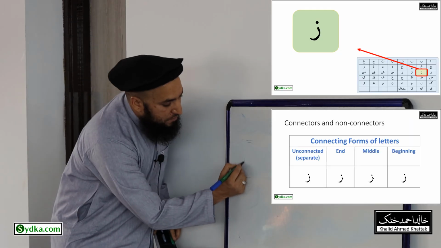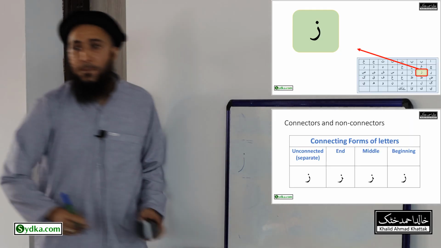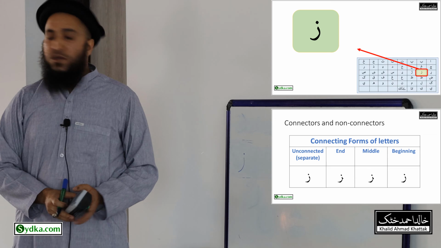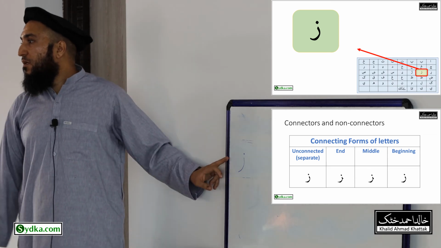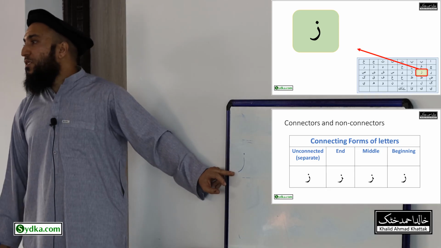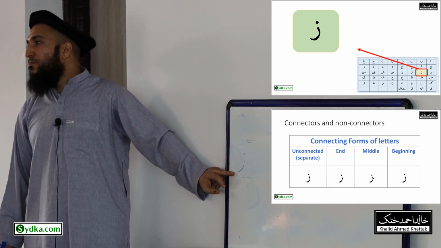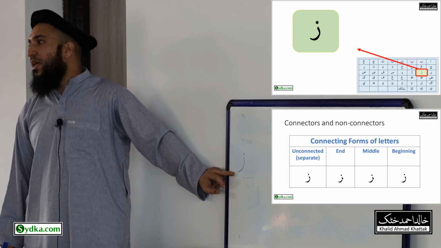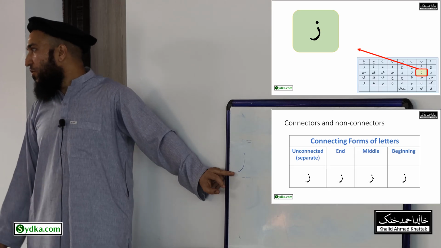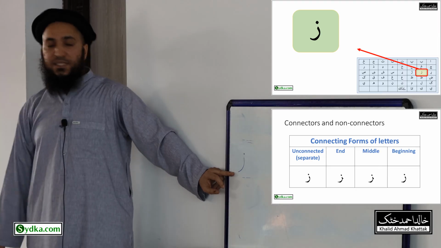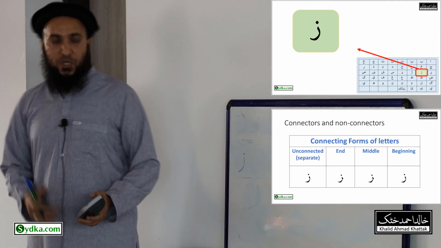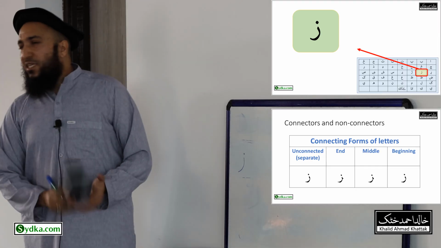How do you pronounce this? Ray. Anyone else? Connector. Now, how do you pronounce it? Za. That's in Arabic. In Pashto, do you know it? No? Zay. Za in Arabic, Zay in Pashto, okay? Is it connector or non-connector?